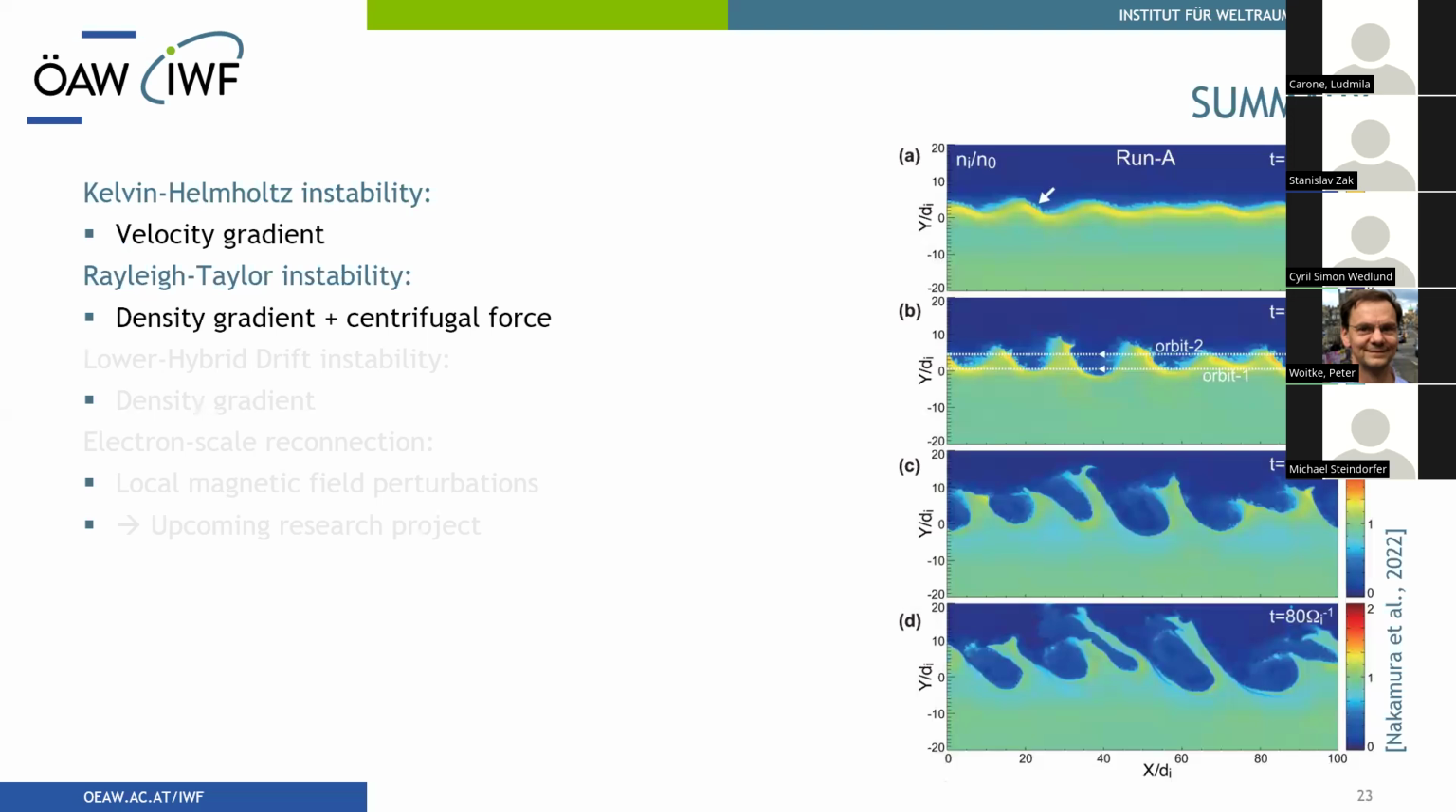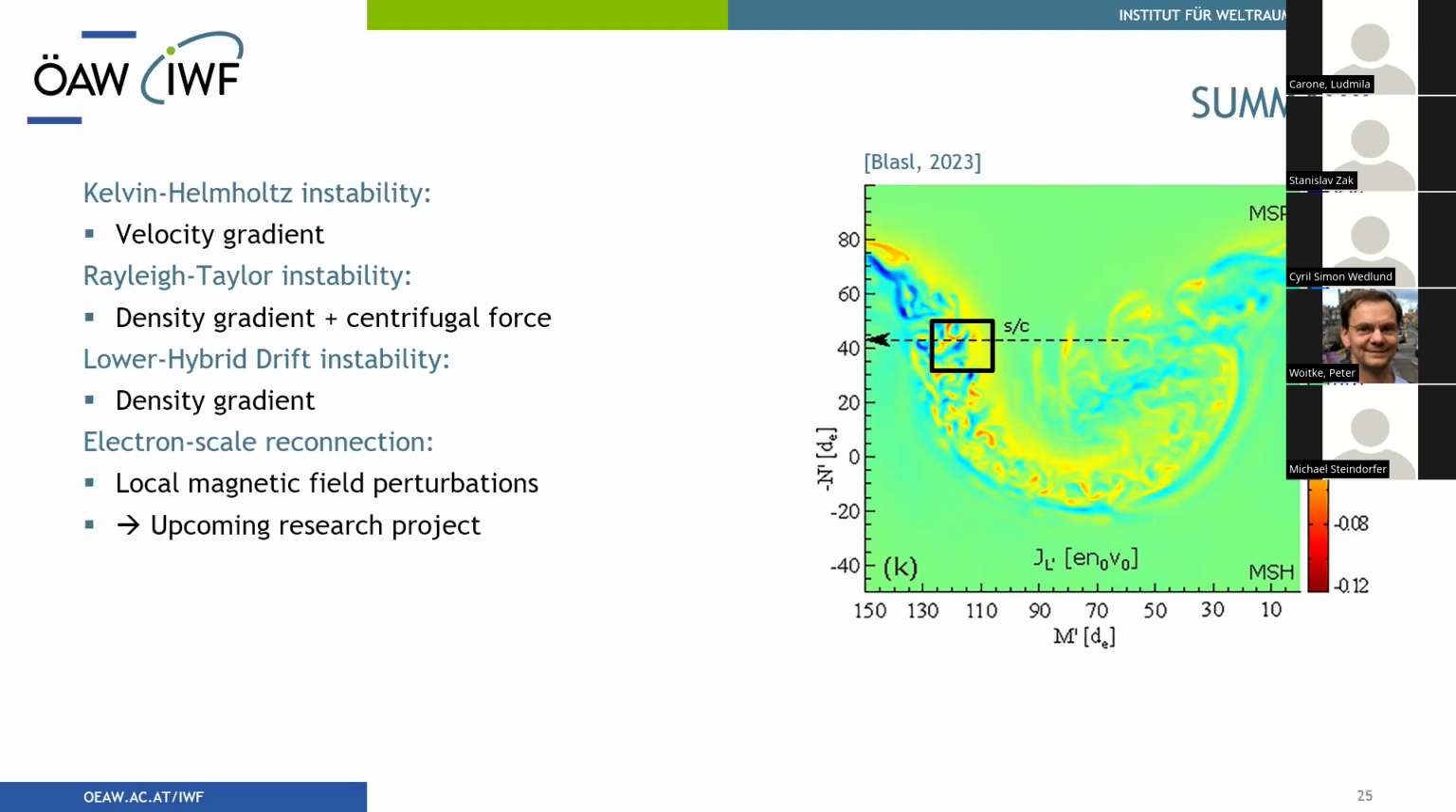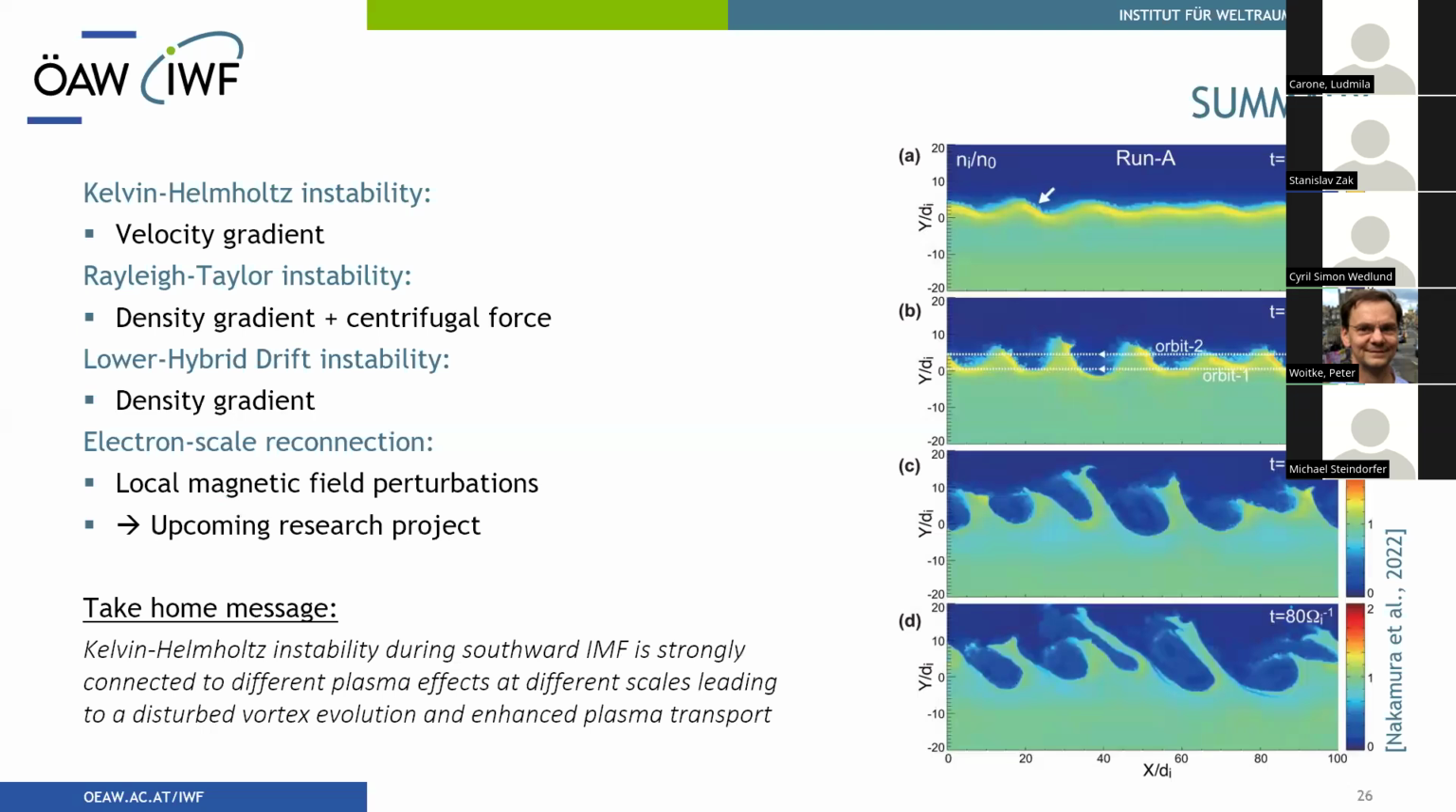Then the next point we identified was the Rayleigh-Taylor instability, which deforms the structures very strongly and is due to the strong density gradient. And then we found the lower hybrid drift instability, which leads to these fluctuations in the plasma transport locally at the boundaries. And in this region of fluctuating electric field, we found electron scale reconnection. This should be an upcoming project that we're now working on, where we want to understand in detail how this small scale reconnection is exactly formed.